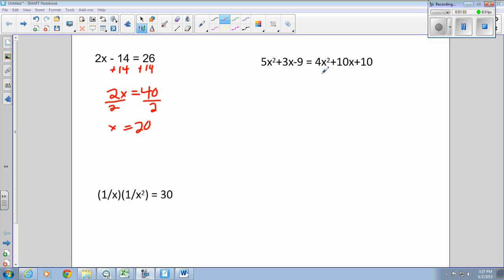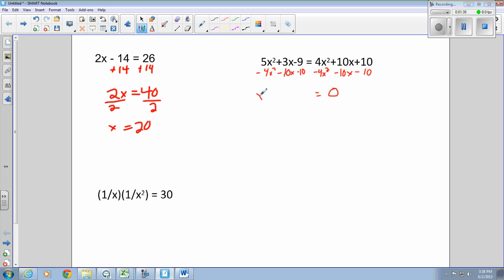And the way we do that is we subtract the 4x squared over, subtract the 10x over, and subtract the 10 over. You're essentially subtracting them from both sides, right? And here's what that looks like. After we've subtracted all these terms over to the other side, on the right side of the equation we get 0. On the left side of the equation we get x squared.